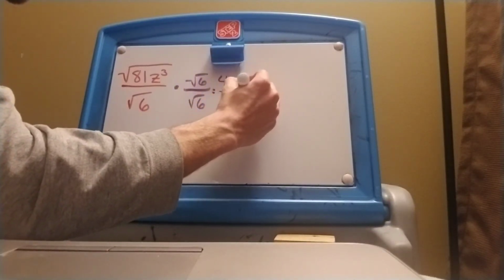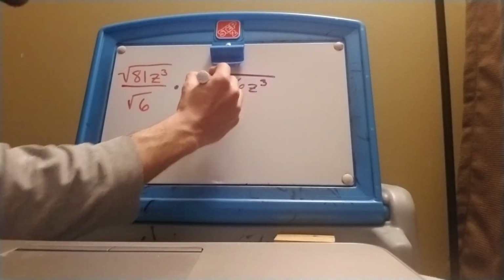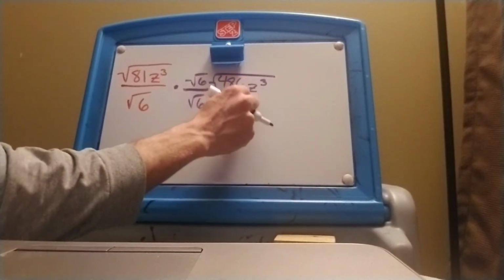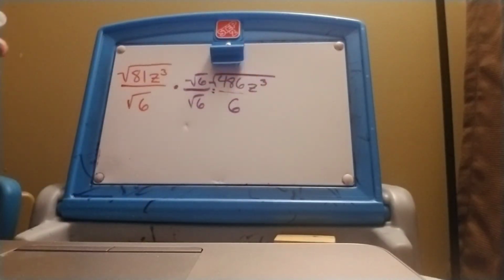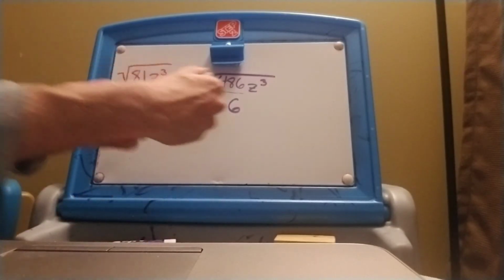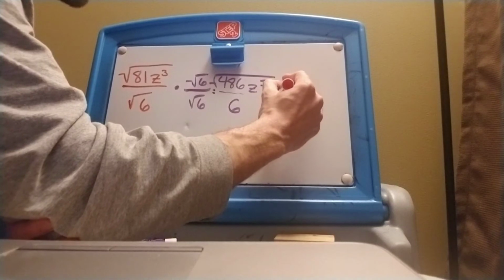486 z to the third, all under a radical now. So that's going to be my answer, but I hope you realize that I can simplify 486 z to the third. Geez, let's see. So this is why this problem is the last problem. It's going to take some time.